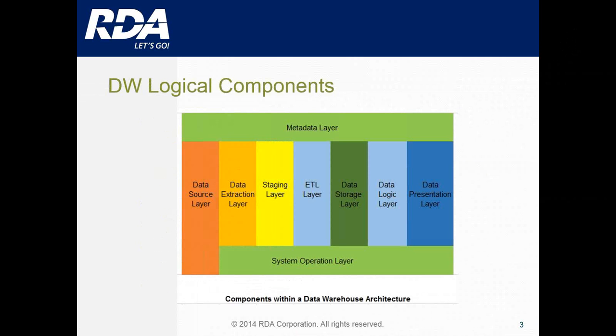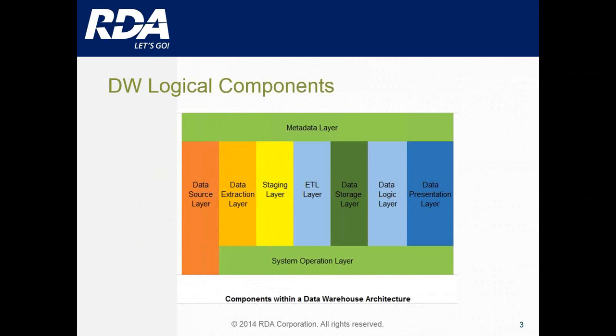Starting off with a data warehouse and its logical components. As you can see on the screen, any data warehouse has many layers within it. We have the data source layer, which is the different types of data that can be sourced. The data extraction layer, where we would actually be pulling the data from the source. And at this point, we do minimal cleansing of the data. The staging layer, where the data sits prior to being scrubbed, and then comes the ETL layer.